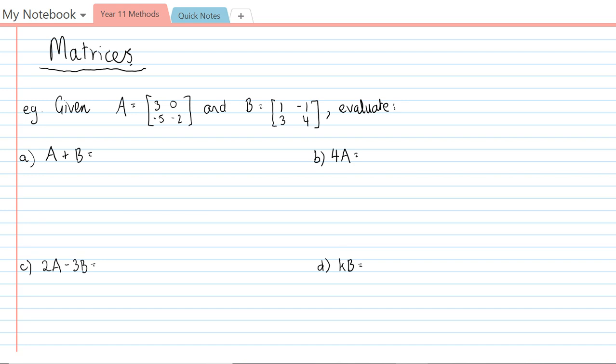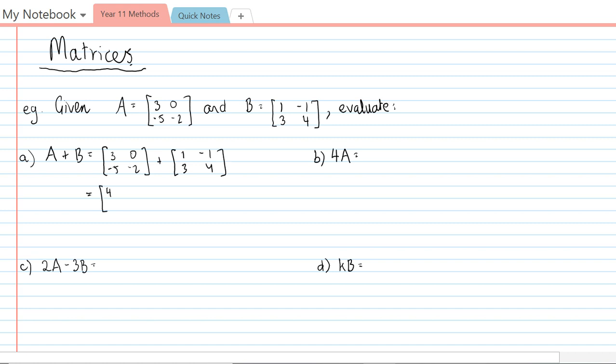So the first one, we have matrices A with the elements 3, 0, -5 and -2, and B with the elements 1, -1, 3 and 4. So we need to evaluate A plus B. To begin with, I'm just going to write them down. 3, 0, -5, -2 plus the matrix B, which is 1, -1, 3 and 4. It's very logical, this process, so I hope it's not too surprising that we'll end up with 4 and -1 and -2 and 2, because we just add the corresponding elements of the matrices.